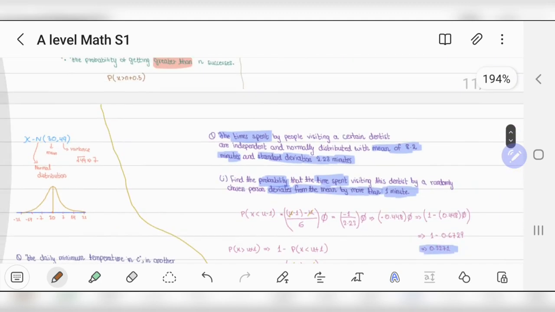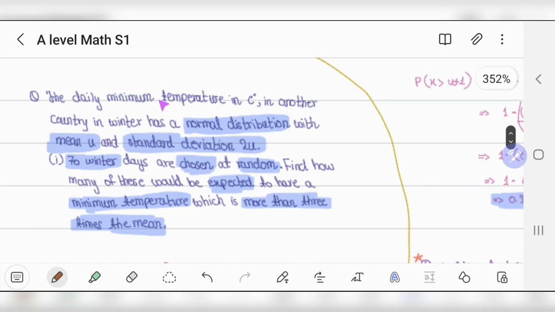Okay, so we have another question: the daily minimum temperature in degrees C in another country in winter has a normal distribution with mean u and standard deviation 2u. 70 winter days are chosen at random. Find how many of these would be expected to have a minimum temperature which is more than 3 times the mean. You have the mean, you have the standard deviation. Find how many would be expected, which means we need to find the expected value.